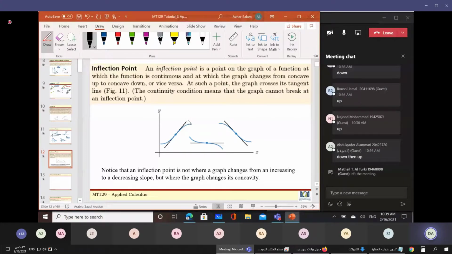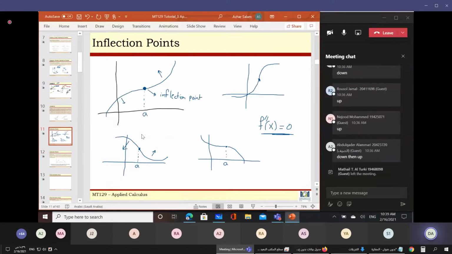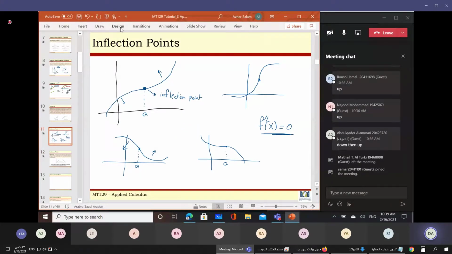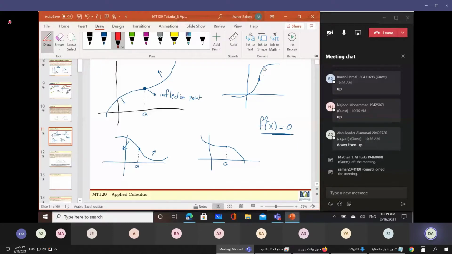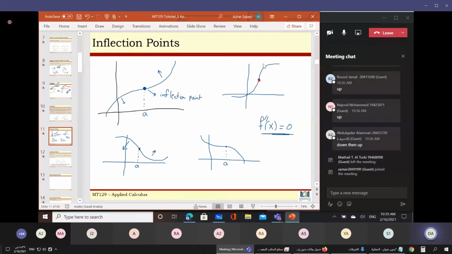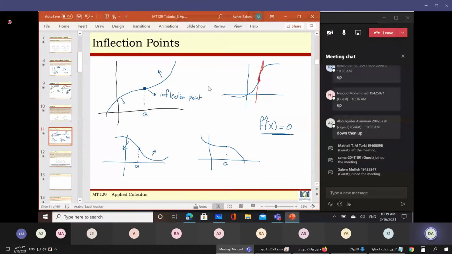If we get back to here, if I draw a tangent at this point, إذا رسمت مماس عند هذه النقطة, I will notice that this tangent will cross the function like this. Okay, المماس يقطع الدالة لما أرسمها عند inflection point. Also here, when I draw a tangent at an inflection point, it will cross the function.